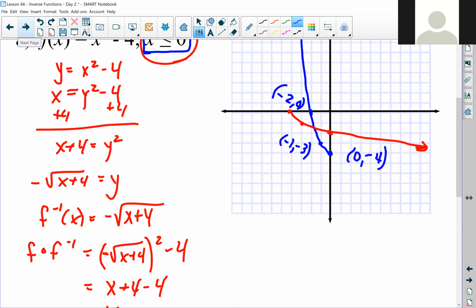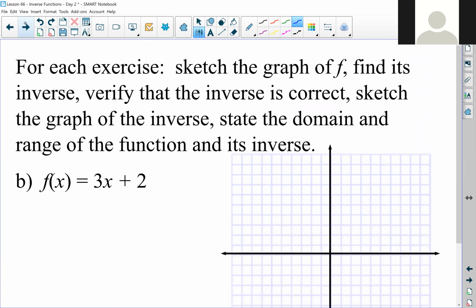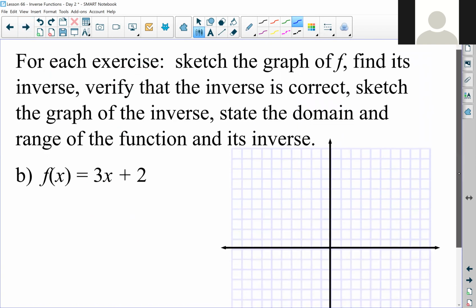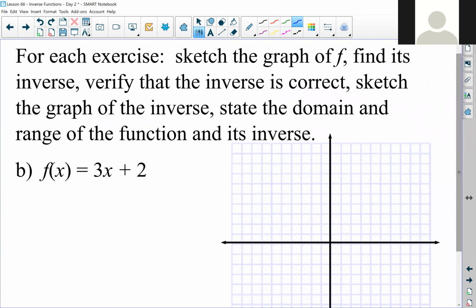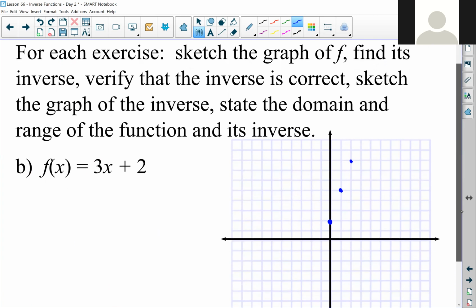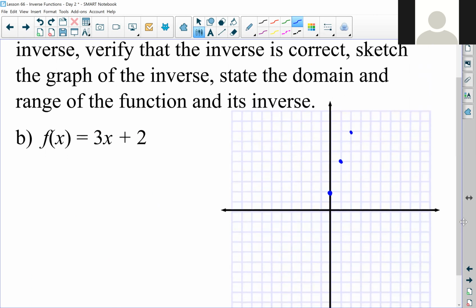All right, one more. So same thing, sketch the graph, find its inverse, verify that the inverse is correct. y = 3x + 2. So there's our line, y-intercept of 2, slope of 3.